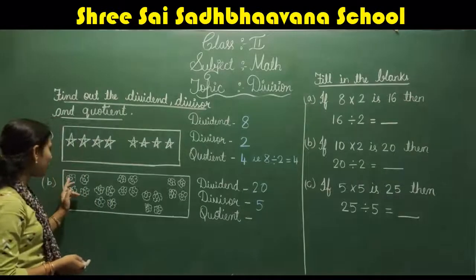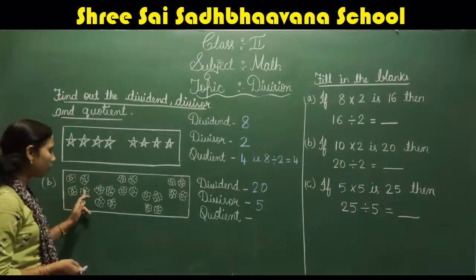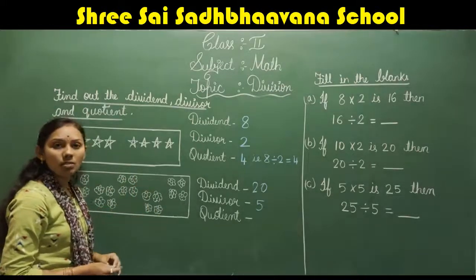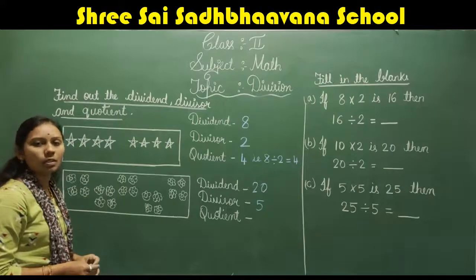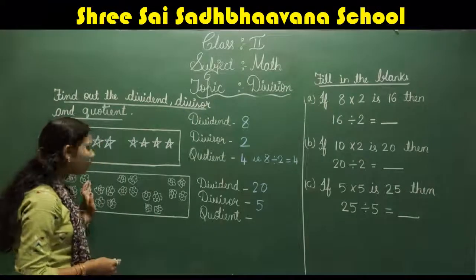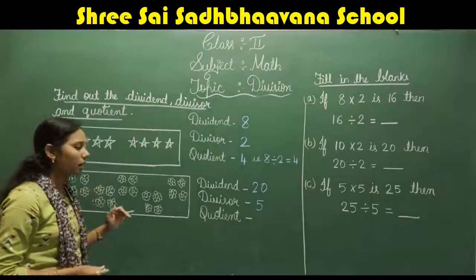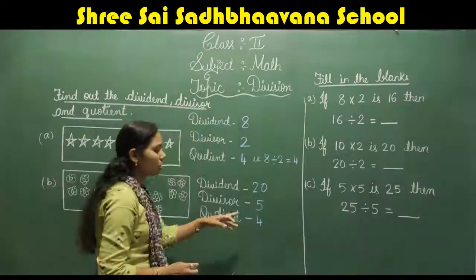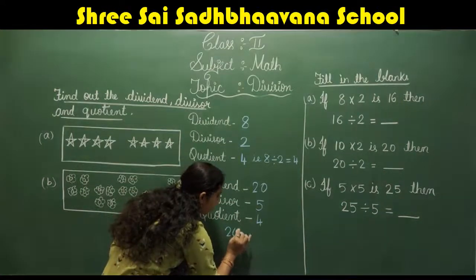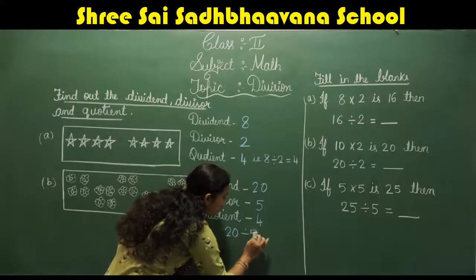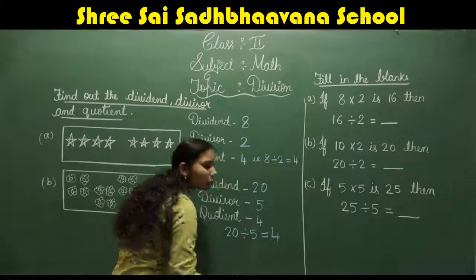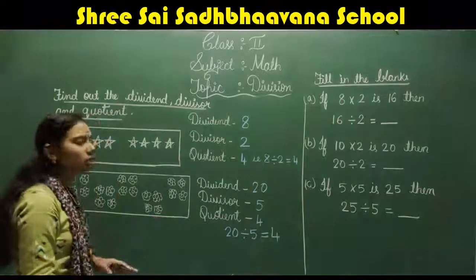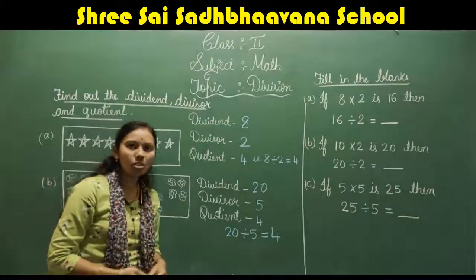So in one group, how many are there? 1, 2, 3, 4. That means in each group, the flowers are divided into 4. That is the quotient. So how can you say this? 20 divided by 5 is equal to 4. Understood, children, how to find out the dividend, divisor and quotient?